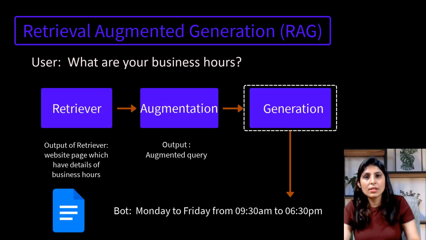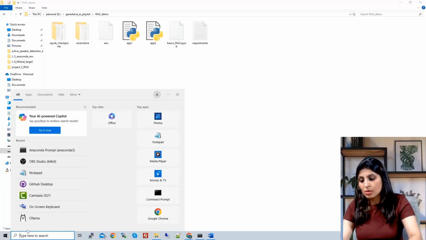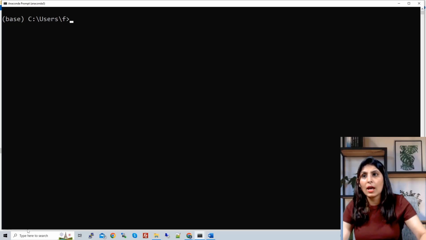Now let's see the practical implementation. Now let's set up an environment to run the RAG application. The first step is to open Anaconda Prompt, and in Anaconda Prompt we'll write a command with the help of which we will create our environment.